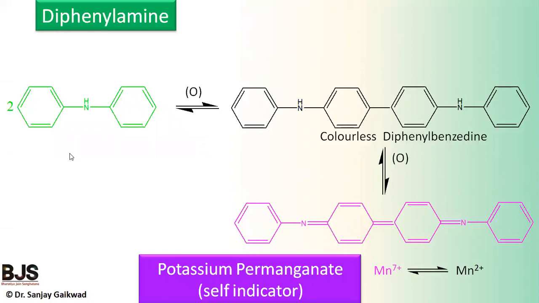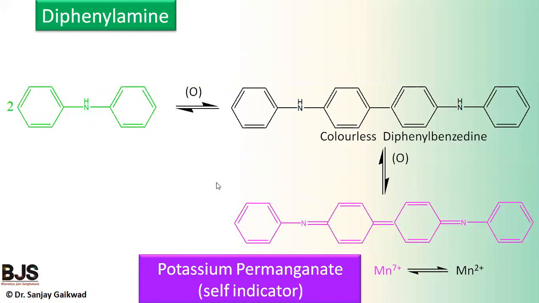Now another indicator, that is diphenylamine. After oxidation, two molecules of this diphenylamine react with each other to form colorless diphenylbenzidine. Now this gives a colorless solution, and after the next oxidation of this, immediately it gives the purple color. Now in this way this indicator shows colorless to purple color, or when we are using this indicator as a green color, then this green color is converted into the purple color through the colorless. Now in this way diphenylamine, which is also an oxidizing and reducing agent, can be used with a color change from green to purple or purple to green.